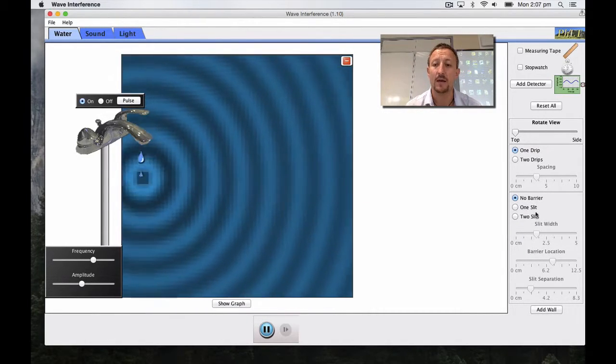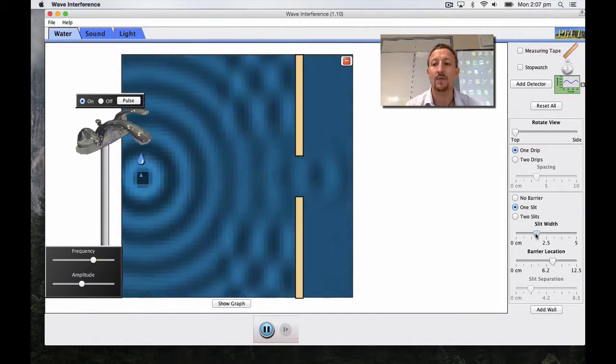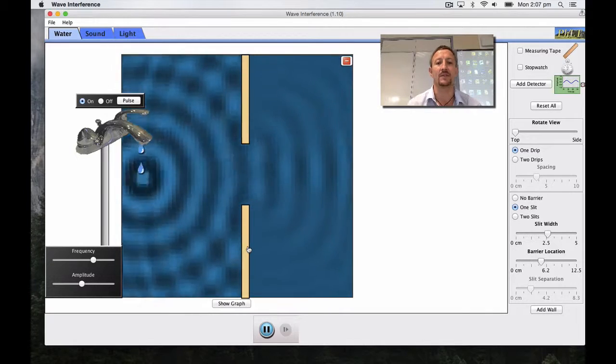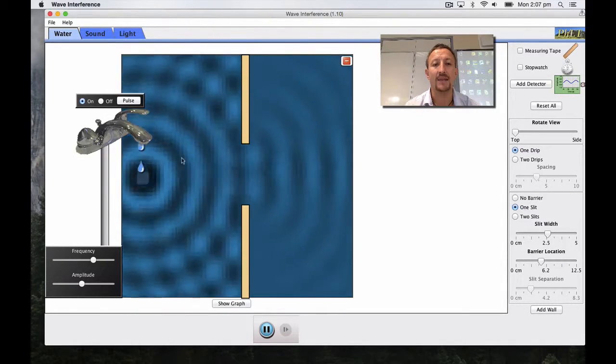So I'll come over here on the right hand side, and I'll go to that one slit area. And I'm going to move my slit to about 2.5 centimeters apart. So I'm going to move my barrier, and I'm going to put it around about that position. Now what we tend to see when we look at the slits is, as the wave moves through, the wavefront passes through, and then what tends to happen is it catches on the edges here.